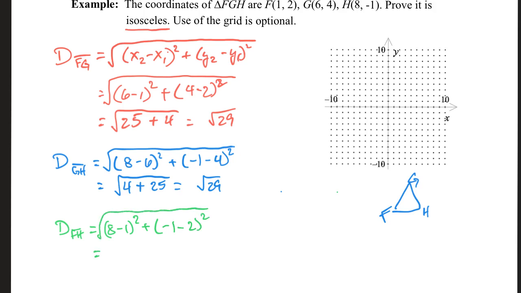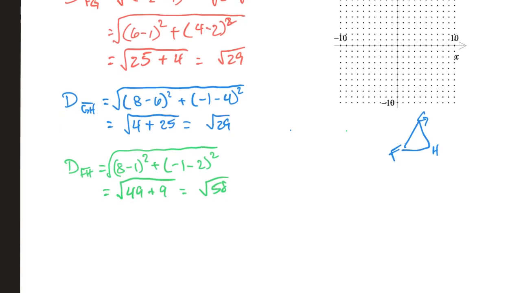And what does this give me? 8 minus 1 is 7. 7 squared is 49. Plus -1 minus 2 is -3. -3 squared is 9. So this is going to be different, and that's what I want. 49 plus 9 is 58. Radical 58. Perfect. So I got 2 sides that are the same length, and that third side is different. Therefore, I do have an isosceles triangle.